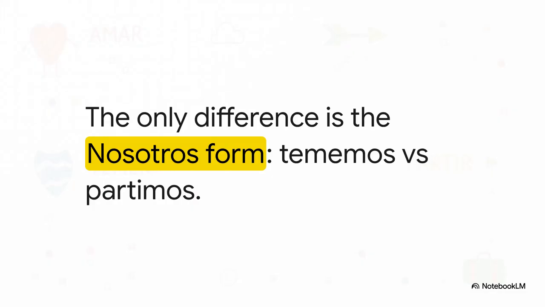In fact, the only place where these two verb groups actually differ is the nosotros or we form. For ER verbs, it's tememos, right? Retaining that E. But for IR verbs, it shifts to an I, becoming partimos. Actually, that's literally the single phonetic difference between conjugating an ER verb and an IR verb in the present tense. If you just remember that one tiny distinction, your workload is basically cut in half.